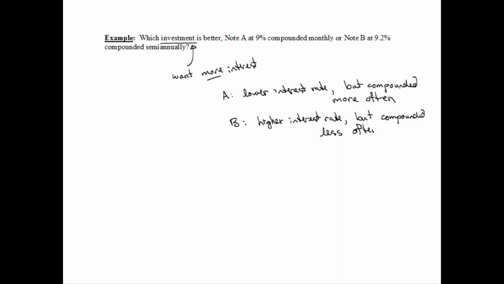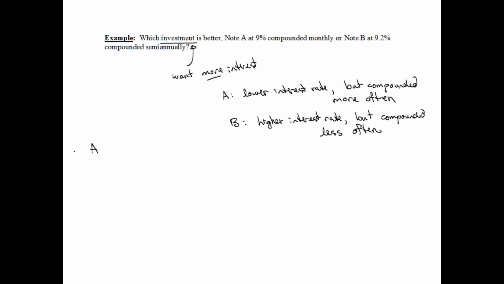And so we can't compare these without doing some kind of calculation. Now, if B had a higher interest rate and was compounded daily, so more often than A, we would know that note B is better. But as of now, we do not know that. We can't compare them because one of them has a better interest rate, but the other has a better compounding period. So we're going to calculate the effective rate for each of them.